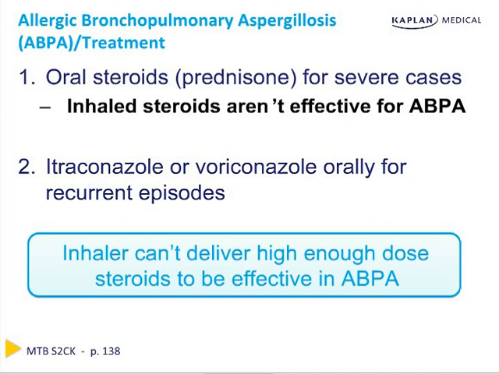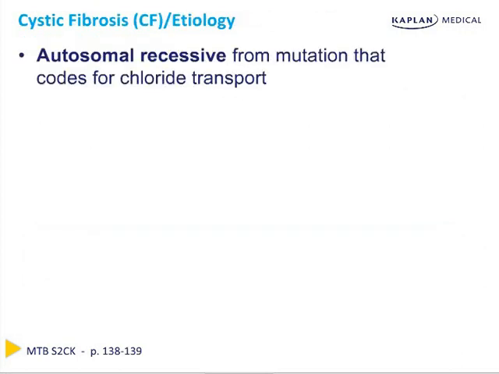Remember, an inhaler cannot deliver high enough doses of steroids to be effective in ABPA. In addition to ABPA, cystic fibrosis is the other major cause of bronchiectasis that is most commonly tested on the USMLE Step 2.